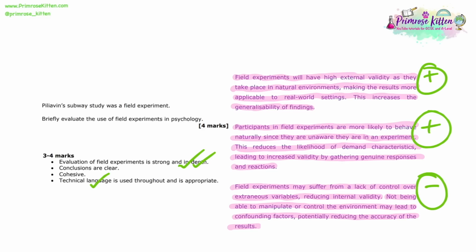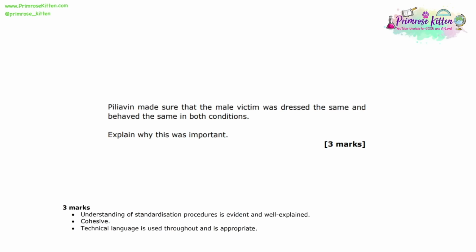So overall, the response gives a really balanced evaluation of the use of field experiments in psychology. It considers both the strengths and the limitations of the method. By clearly explaining why each of the points is a strength or a limitation, it gives that detail and extension and provides really clear conclusions. The structure is really clear and obvious, each evaluative point being presented in a separate paragraph, and there is fantastic use of technical language throughout the entire answer.